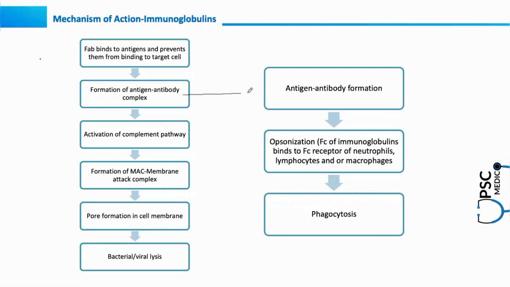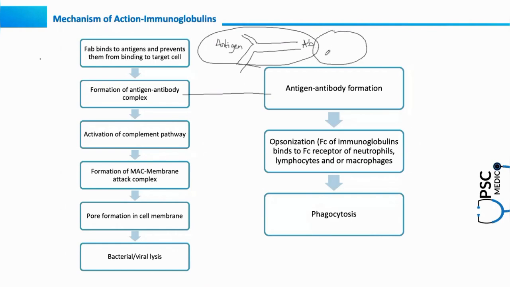There is another method. Whenever there is entry of antigen and production of antibodies, and an antigen antibody complex forms, there is another method called antibody dependent cell mediated cytotoxicity. Here NK cells, not phagocytosis, will actually kill the whole cell which has this antigen antibody complex. We'll discuss ADCC in detail in the next section.